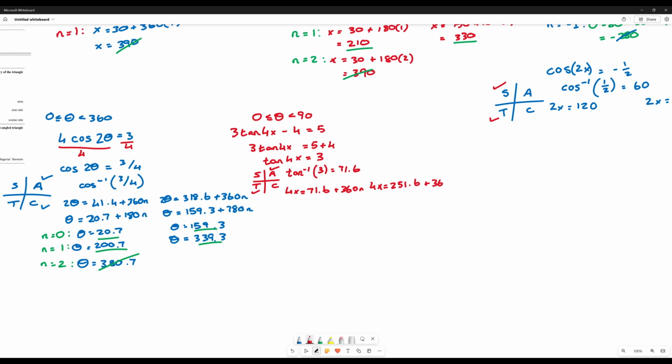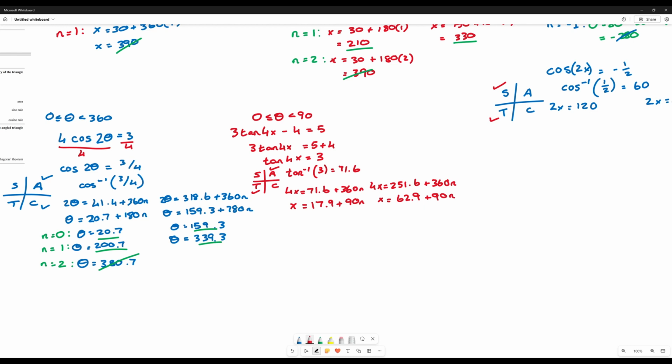I feel like my writing is getting messier, but it's just because I feel like this is irrelevant and I'm just trying to fly through it. Divide everything by 4, you get 17.9 plus 90n. Here you get x is equal to 62.9 plus 90n.